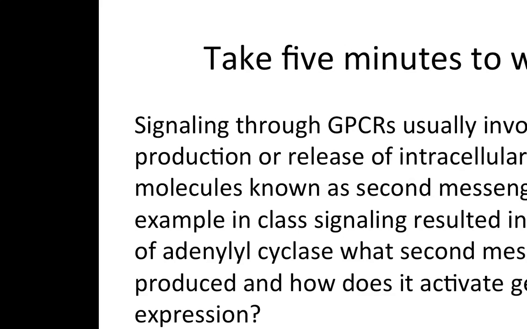Okay. Take 5 minutes to write. Signaling through GPCRs usually involves production or release of intracellular signaling molecules known as second messengers. In one example in class, signaling resulted in activation of adenyl cyclase. What second messenger is produced, and how does it activate gene expression?